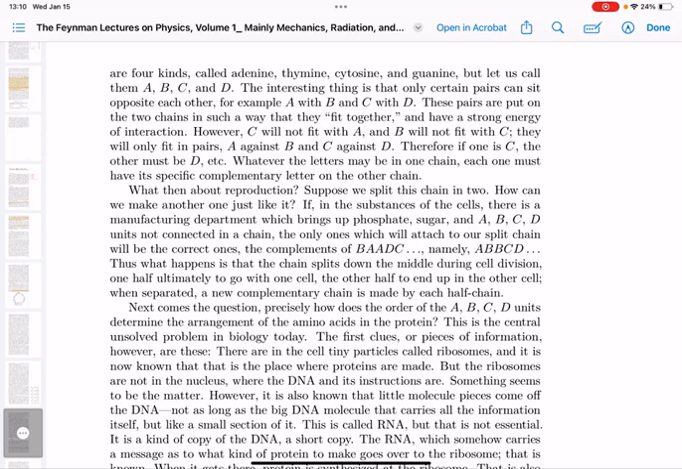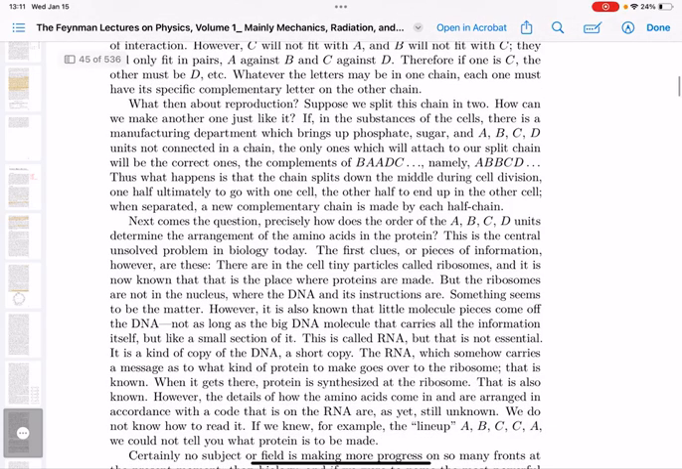The interesting thing is that only certain pairs can sit opposite each other. For example, A with B and C with D. These pairs are put on the 2 chains in such a way that they fit together and have a strong energy of interaction. However, C will not fit with A and B will not fit with C. They will only fit in pairs, A against B and C against D. Therefore, if one is C, the other must be D, etc. Whatever the letters may be in one chain, each one must have its specific complementary letter on the other chain. What then about reproduction?